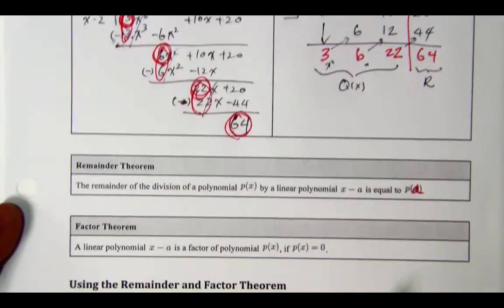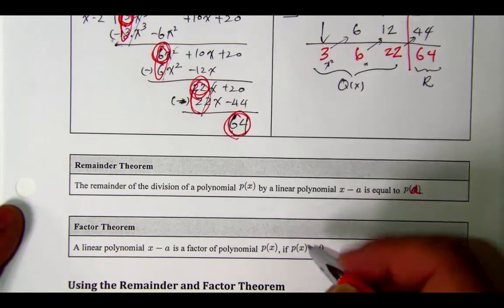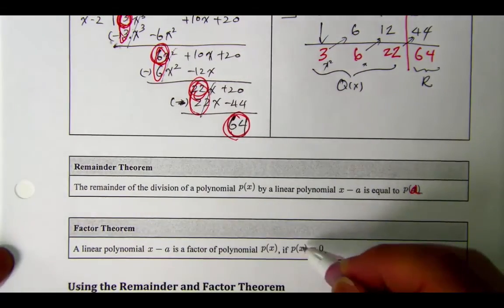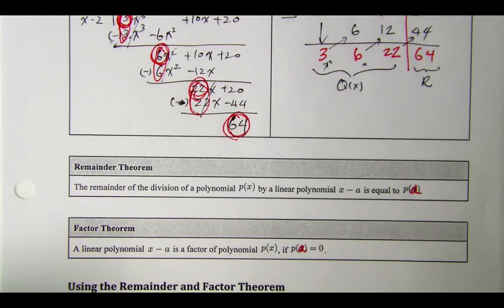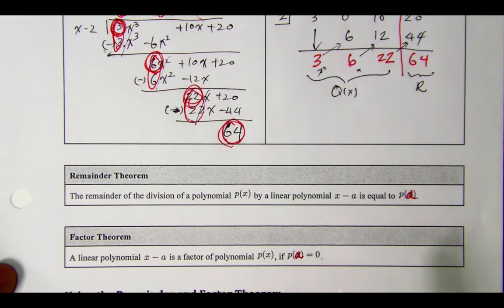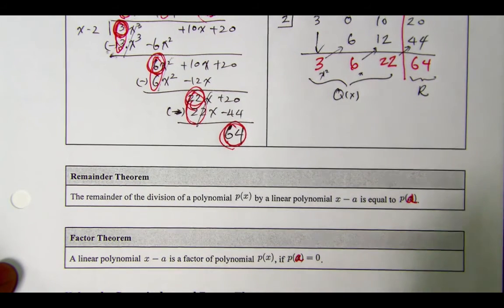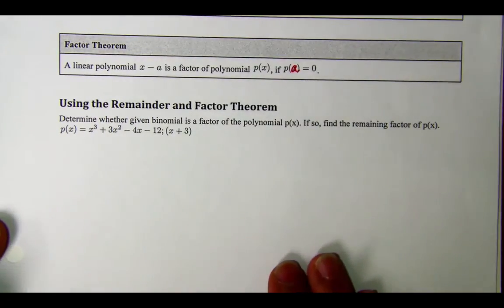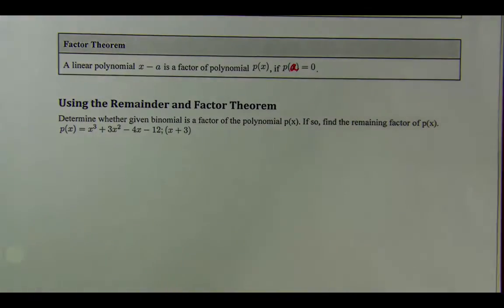And the factor theorem says, sorry, this should be a again. Okay, that was a typo again. That a linear polynomial x minus a is a factor of the polynomial p of x if p of a is equal to 0. Right. That makes sense, right? If the remainder is equal to 0, whatever you divided by is now a factor. Okay. So, using the remainder and factor theorem, let's try to do this problem, guys.